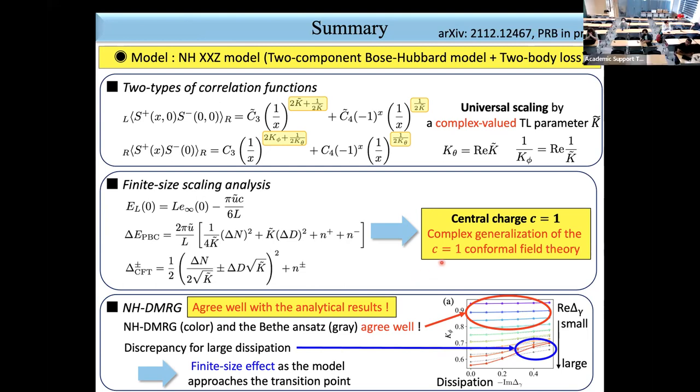I have a question. For example, in this graph, you compare two results. Which one is more... I'm not sure whether it's proper, but which one is... This gray dotted line shows the exact results, and the color plots show the non-Hermitian DMRG results. Oh, I see. So when you say exact results, is that the answer? Yes, it is just exact. There is no error. Okay, thank you.